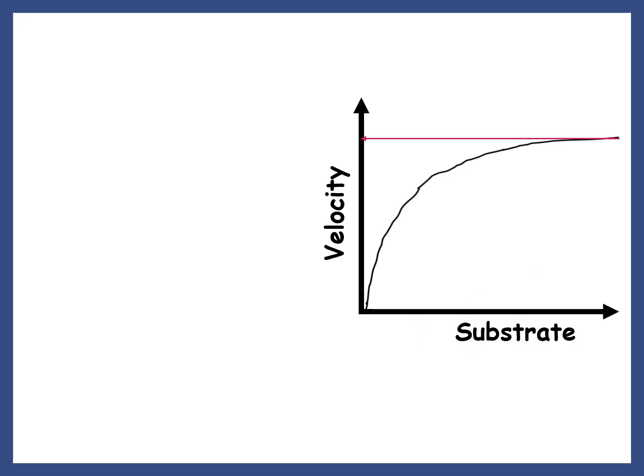So now if we take the velocity on the y-axis and substrate on the x-axis, as the substrate concentration increases, you would say the velocity would increase, but then after a certain substrate concentration, it would remain constant. So the graph would plateau. This velocity at which the substrate concentration no longer affects the rate of reaction is called Vmax. And using this graph, we can calculate half of the Vmax. And this gives us a very important value which can be used to define the efficiency of an enzyme, called Km.